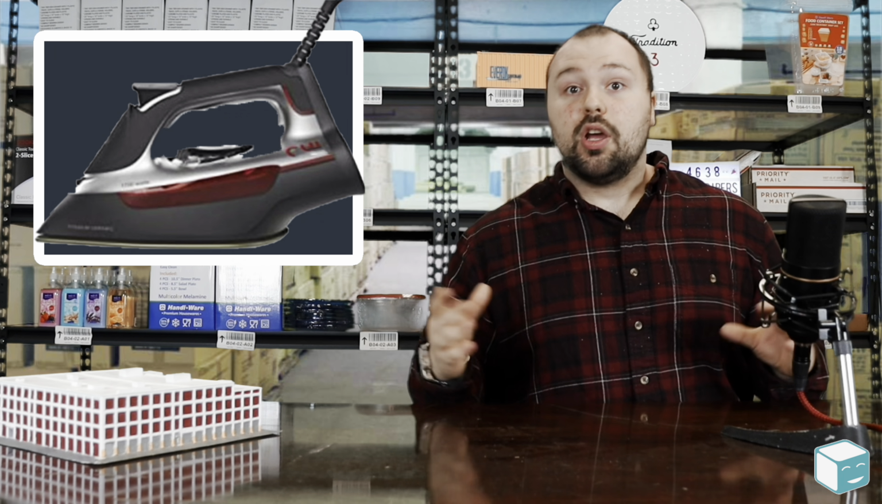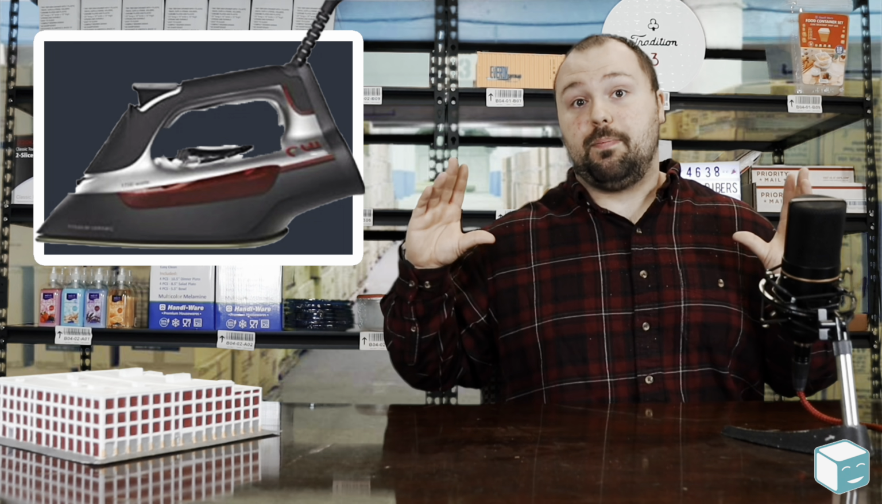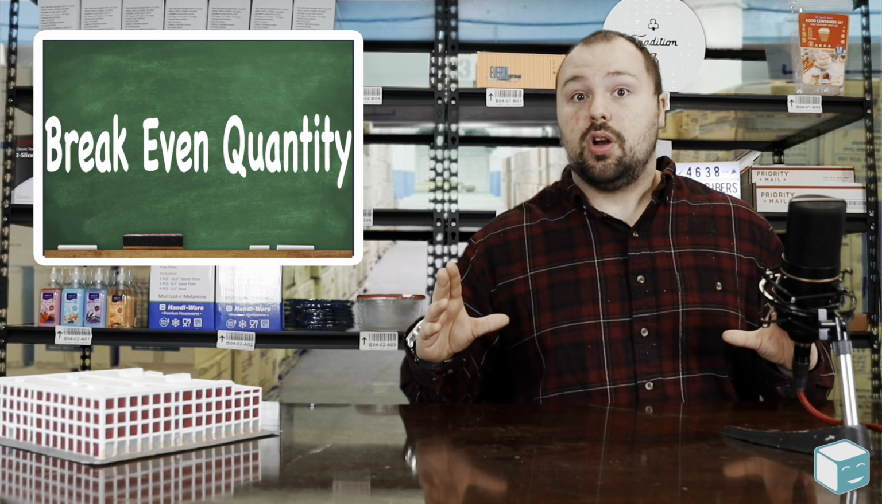Now, let's say I think that this price is a little low and I think I could get more money for my iron. So I'm considering a 20% price increase. How will I know if my 20% price increase is effective? Well, I want to find what is known as the break-even quantity.